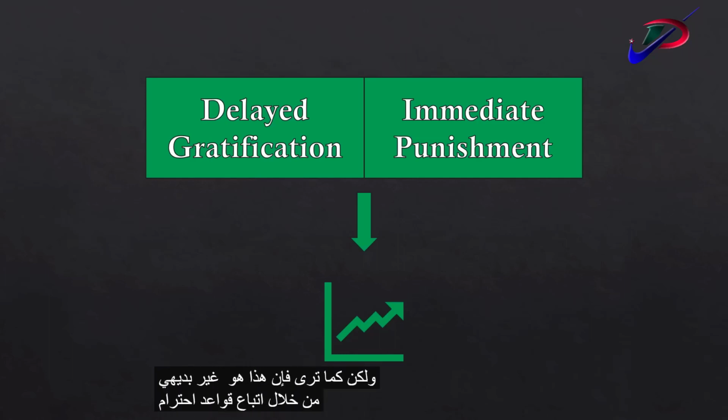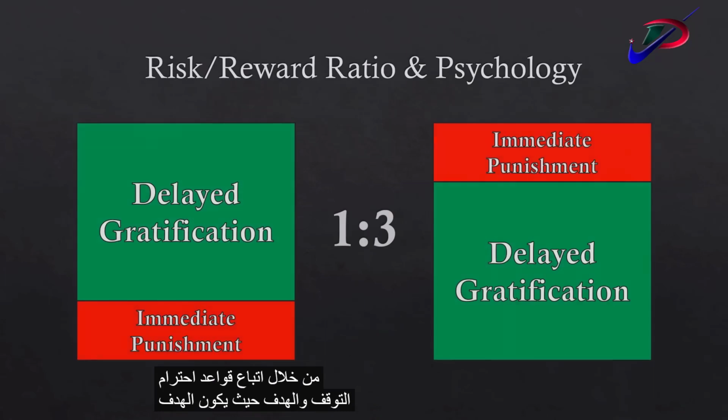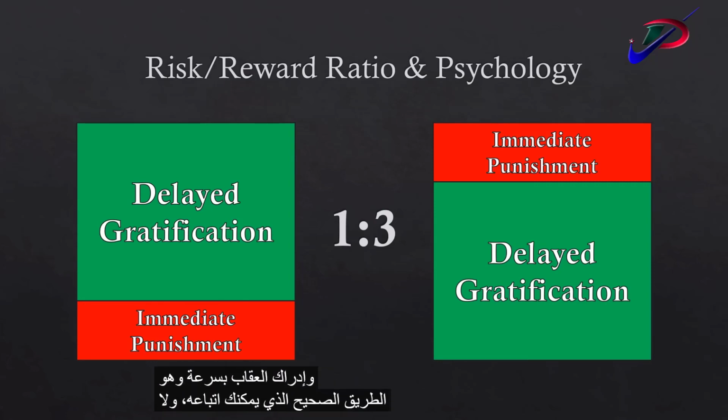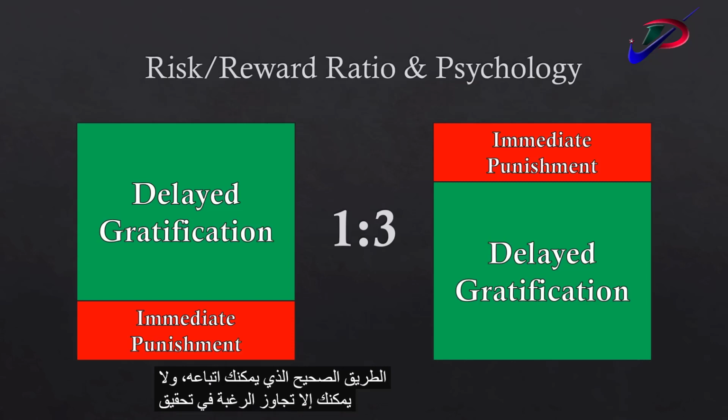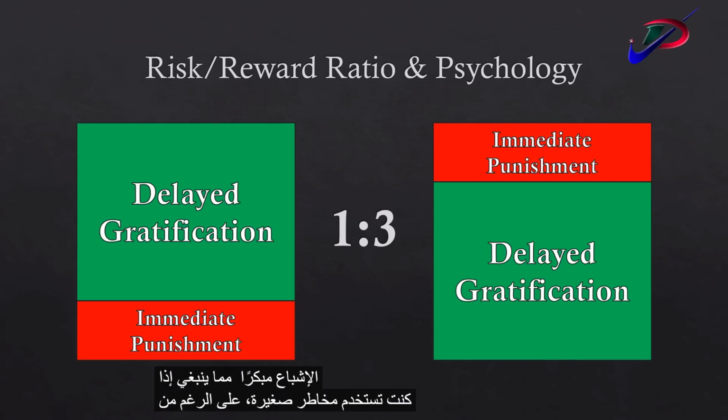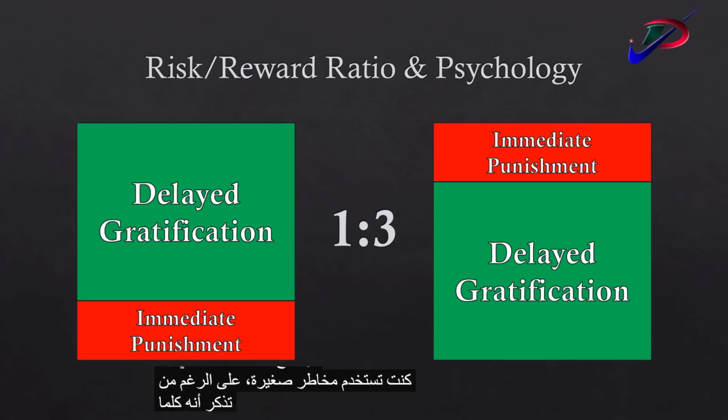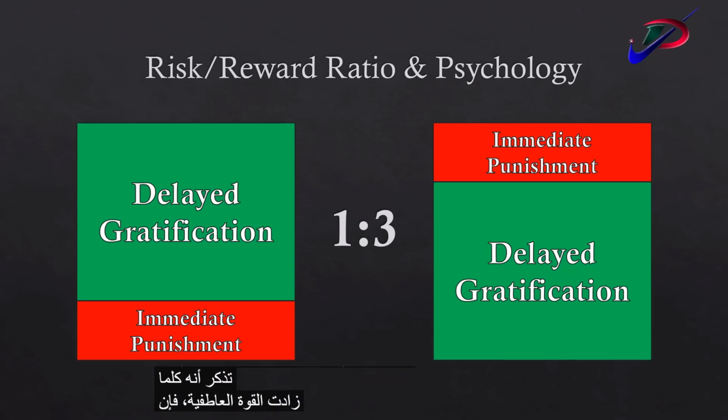By following the rules of respecting the stop and targets, where the target is a few times larger than the stop, you are forced to delay gratification and to realize punishment quickly, which is the right way to go. You can only bypass the urge to realize gratification earlier than you should if you use small risk though. Remember that the greater the F, the greater the emotional intensity. Realizing a loss is also not that big of a deal when you use small risk.